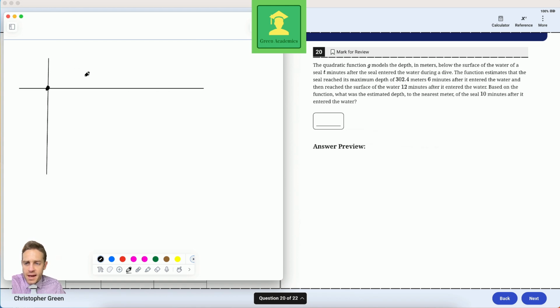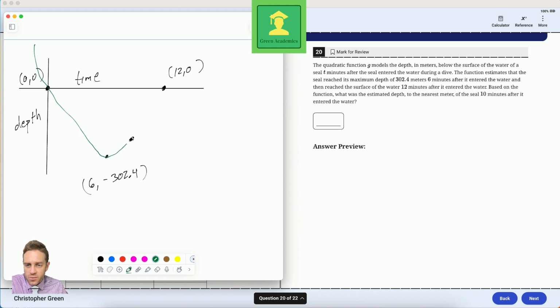So it's implied that if this is time and this is depth, which I'm going to define depth being negative, that it starts at 0, 0 and reaches the surface of the water 12 minutes later. So this is 12, 0. Then it tells you that the maximum depth, well, of course, is 6 minutes later. This is actually redundant. You know that the maximum depth is 6 minutes later if it's a parabola. So this is the point 6, negative 302.4.